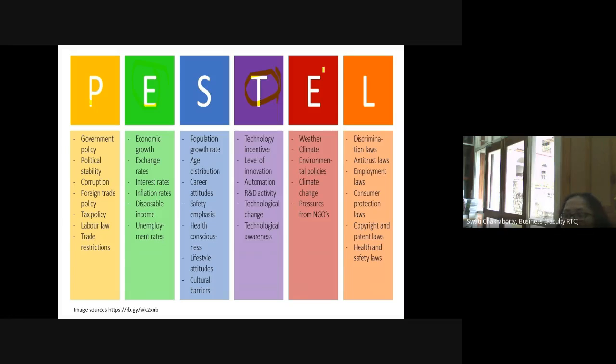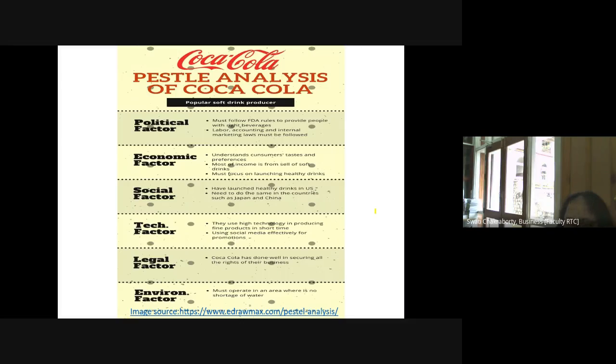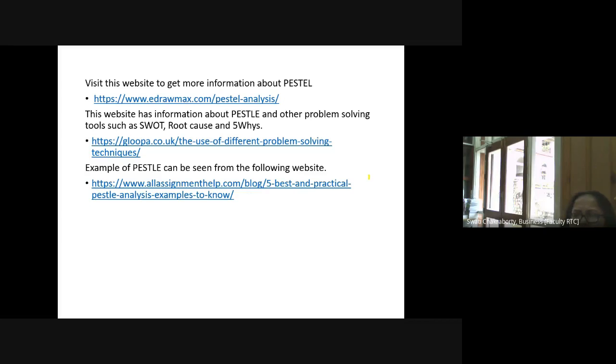E, that is environment: weather, climate, environmental policies, climate change, pressure from NGOs, and legal, which is discrimination law, antitrust laws, employment laws, consumer protection laws, copyright and patent laws, health and safety laws. Everything comes here. So see this. This is the PESTLE analysis of a very important, very famous company, Coca-Cola. It's an example for you to go through and get a better idea. These are some of the websites which give you better information on PESTLE and how to solve problems.